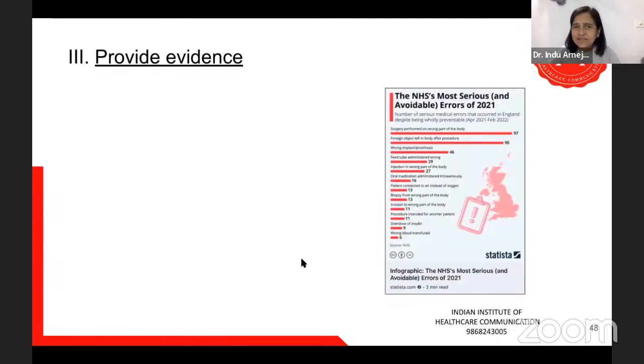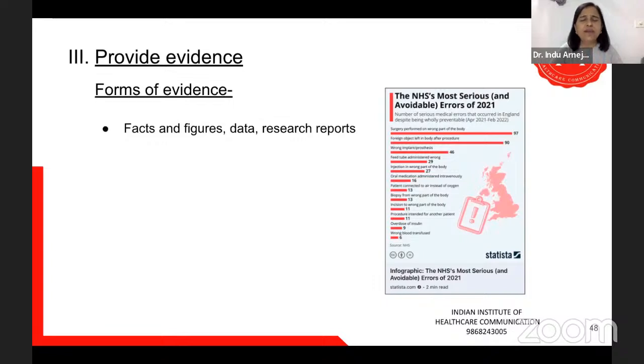Providing evidence, as I said earlier. So what are the different ways you provide evidence in your programs or in your sessions? Statistics. Okay, statistics. Studies. References. Studies and articles. So providing evidence is very important. That builds credibility of your session. So various forms of evidence can be used where you provide them with facts and figures, data, research reports.